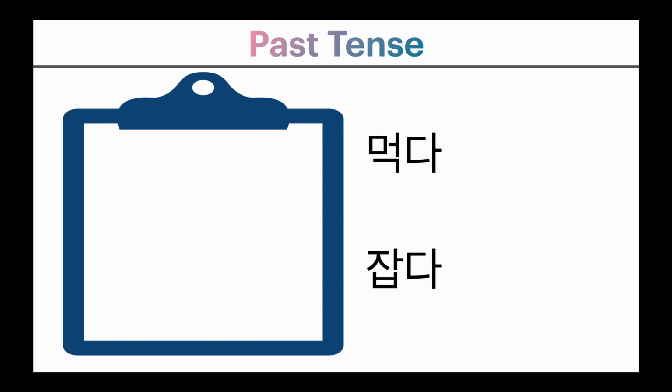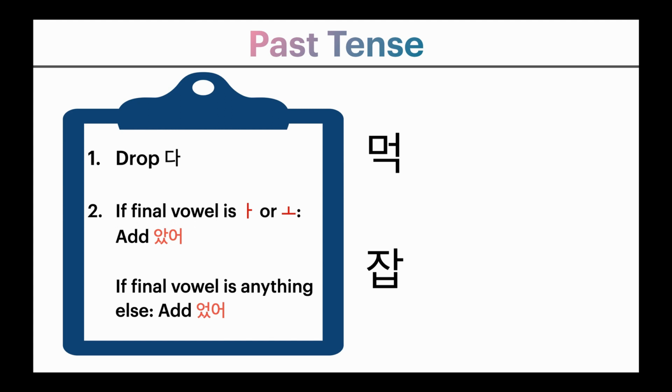we're going to start quite similarly to present tense, in which we will first drop 다. And again, look at the final vowel. If the final vowel is either 아 or 오, then you will add 았어. And if the final vowel is anything else, then you will add 었어. And then to make polite, you will attach 요 to both of these.